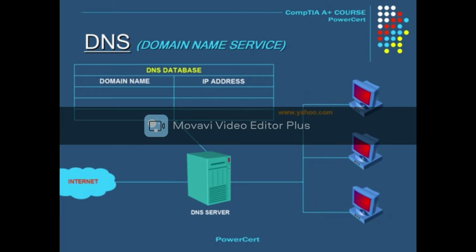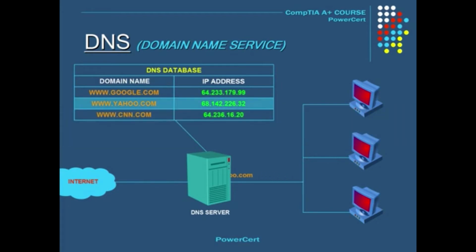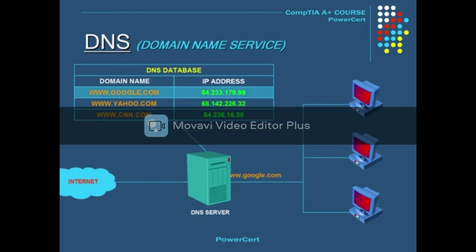So for a demonstration, when you type in yahoo.com in your web browser, the DNS server will search through its database to find a matching IP address for that domain name. And when it finds it, it will transform that domain name to the IP address of a Yahoo web server. So DNS basically works like a phone book. When you want to find a phone number, you don't look up the number first. You look up the name first. Then it will give you the number.